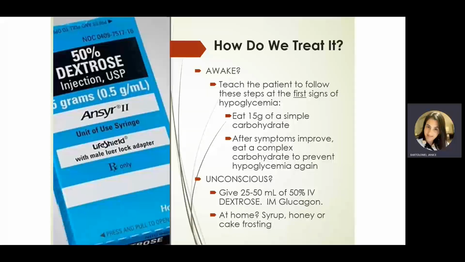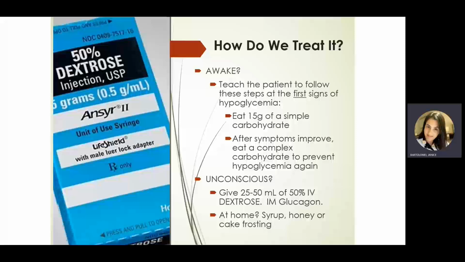Once the client stabilizes and their glucose starts rising, then you want to switch from a simple carb to a complex carbohydrate. This could be like peanut butter, crackers, or a sandwich. It's just to prevent a hypoglycemic event again.